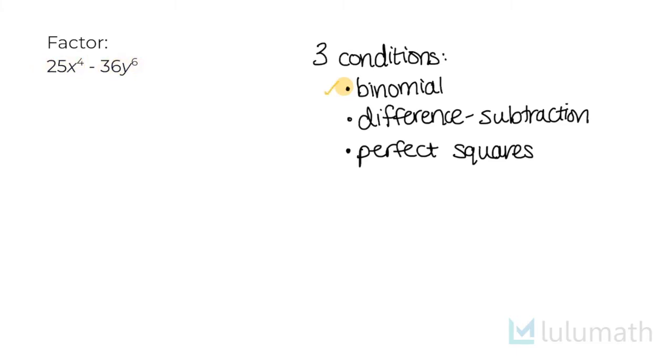Our second condition is that it has to be a difference, that there has to be subtraction. So looking here, we have subtraction. So our second condition is also satisfied. And then our third condition is that we have to have perfect squares. So let's see. Well, our first term is 25x to the power of 4. And I'm going to see, can I take the square root of that term? Well, I can because the square root of 25 is just 5.